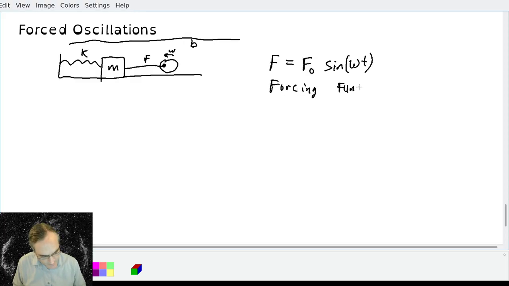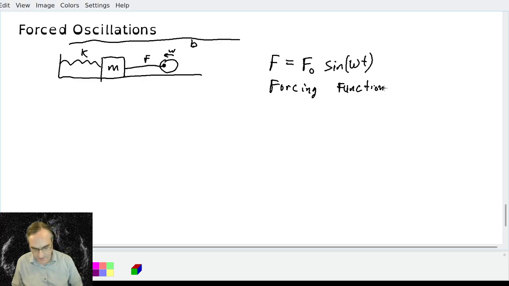An example of something that would work like this would actually be kind of pushing someone who's on a swing, for instance, or even being on a swing and kind of doing the rock back and forth motion that makes the swing move. So that would be a forced oscillation.